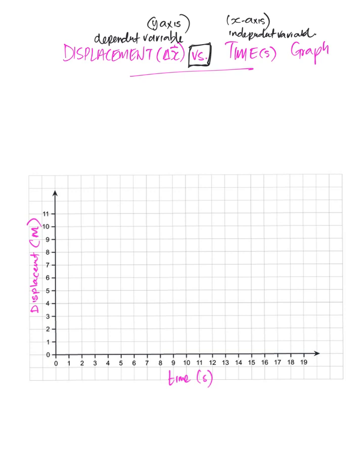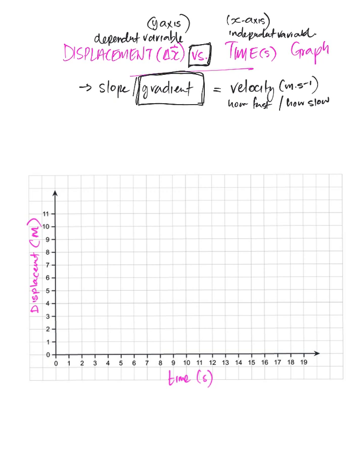So let's look at a couple of things. The first thing is, in a displacement time graph, the slope or the gradient rather, of a displacement time graph will always measure the velocity in meters per second. So that's how fast or how slow someone is moving. So when I look at the gradient, that's what it's going to measure, right? Different gradients. So when the gradient changes, different changes in the gradient mean different things.